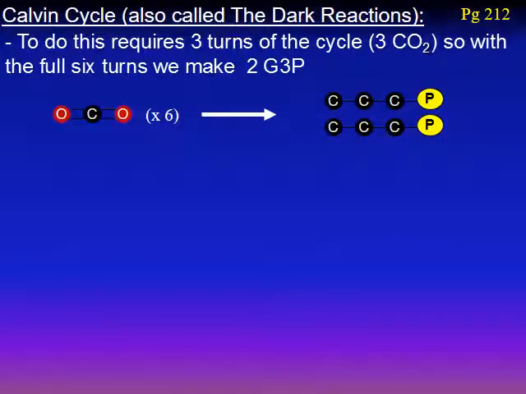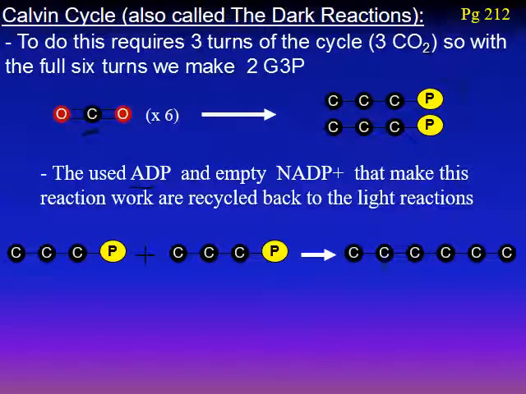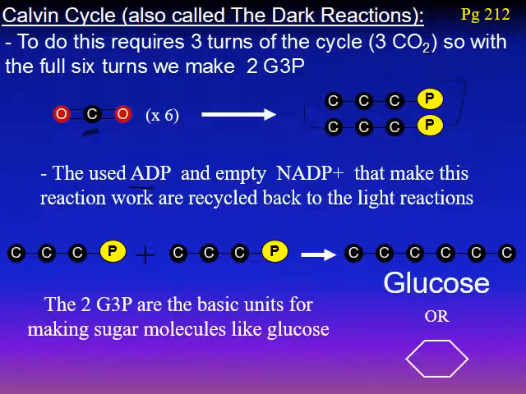So the Calvin cycle, again, also called the dark reactions, takes a total of 6 carbon dioxide molecules, gets rid of the oxygens in the carbon dioxide molecules, and strings them up to form 2 G3P molecules. And again, it uses the energy from ATP, once it's emptied, it's ADP, and the electrons from the electron carriers, which are now NADP plus again, to make this reaction work. And then you can take these G3P carbon chains, string them together to make something like glucose or sucrose.